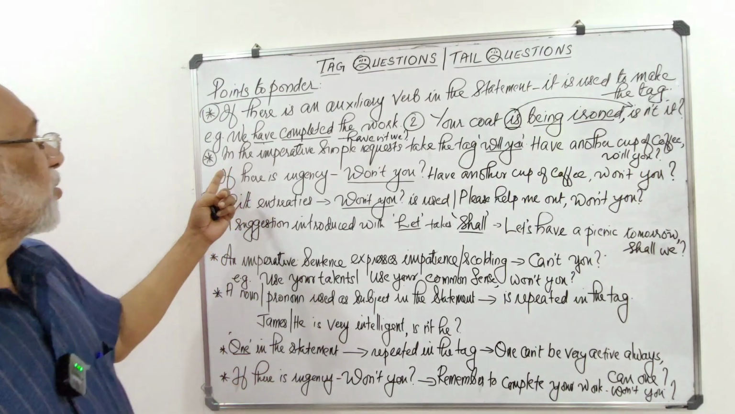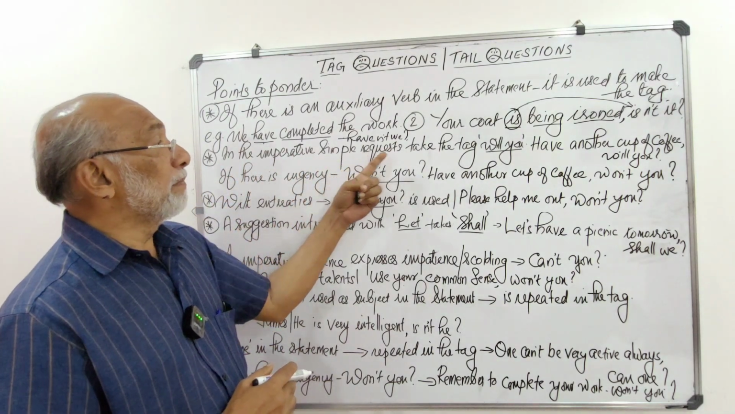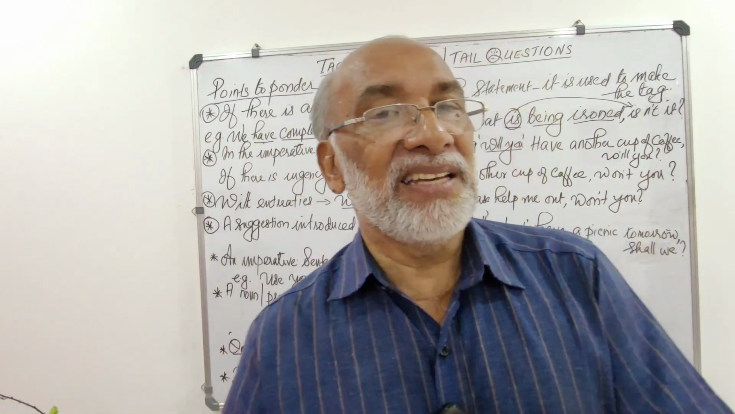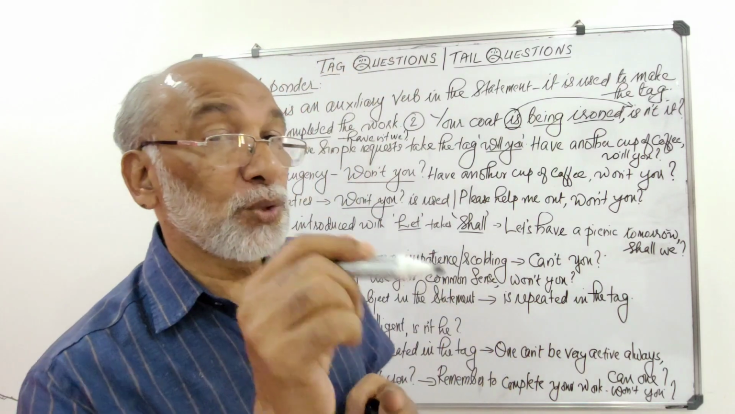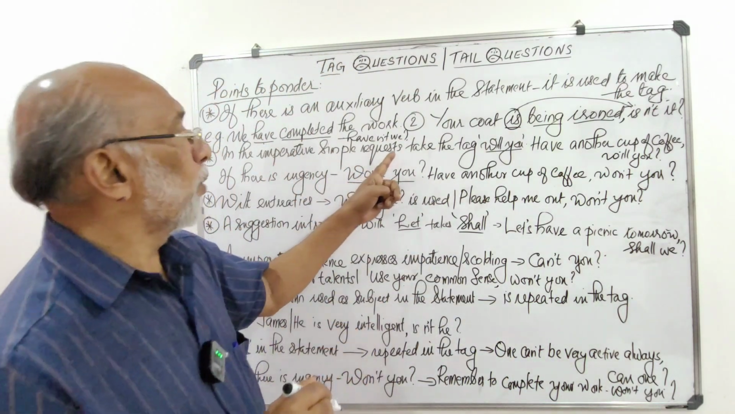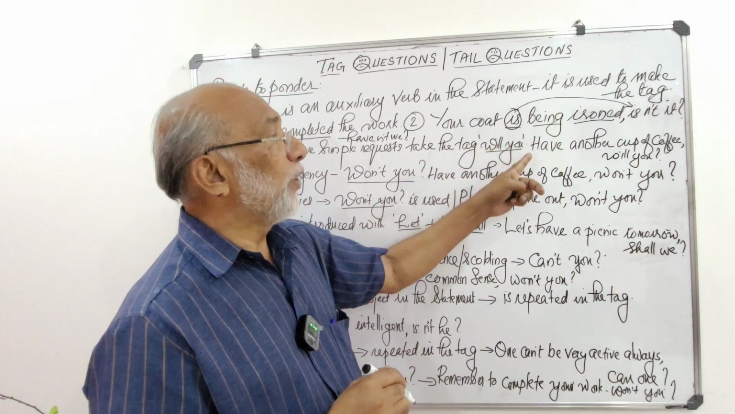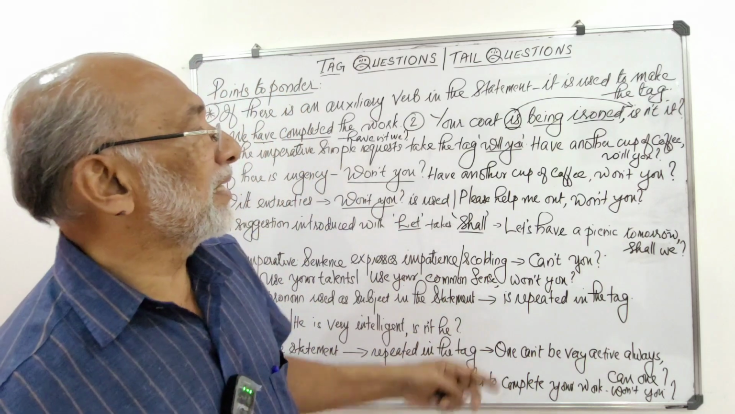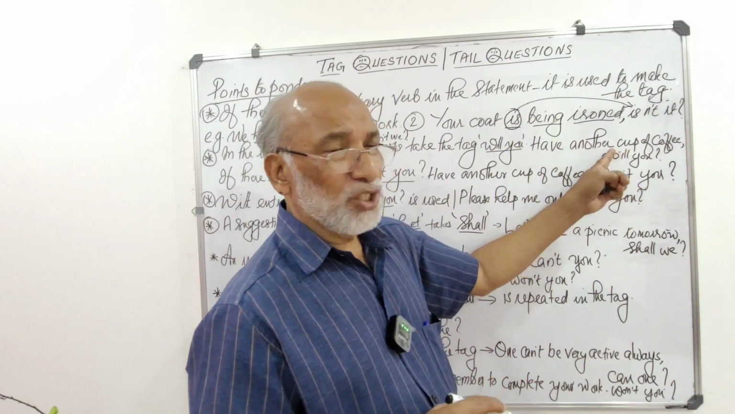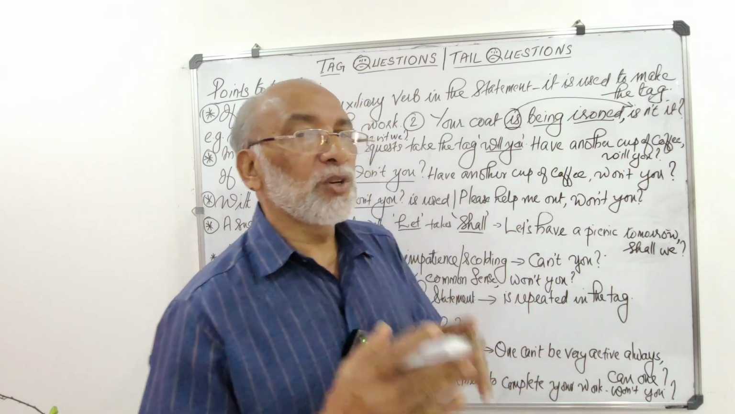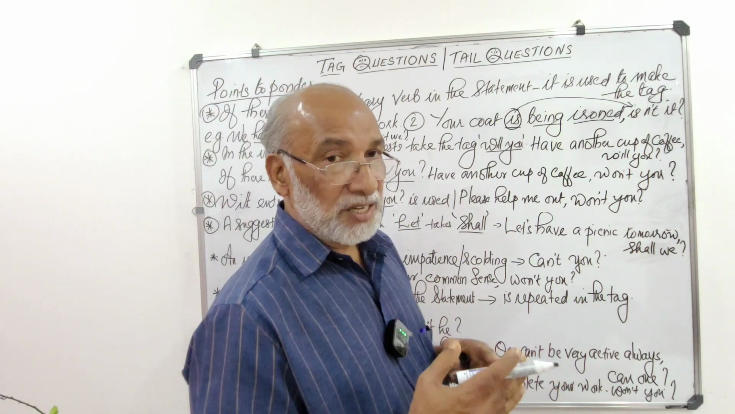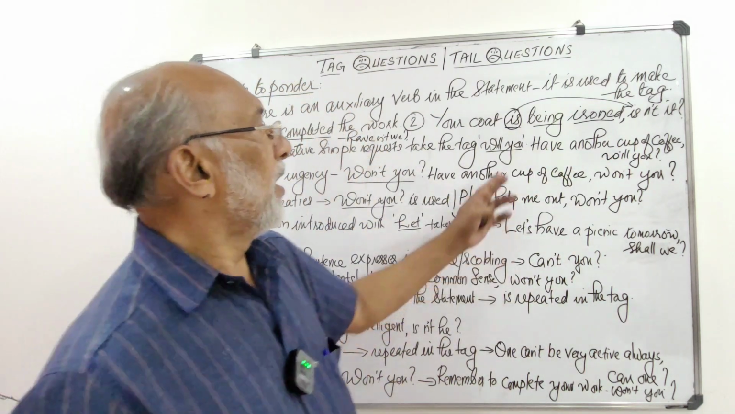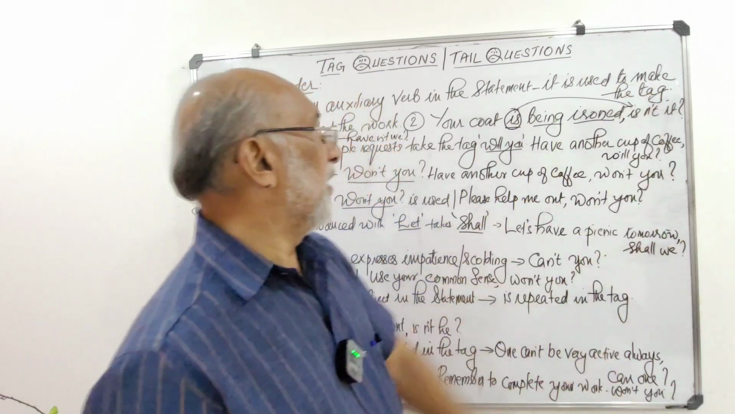Then coming to the next one, in the imperative mood. You know, imperative, we have 3 categories, that is commands, requests, and entreaties. Here we are referring to requests. Okay, in simple requests, they take the tag will you. Have another cup of coffee. Here actually the statement is positive, but we are not going to make it negative. The tag is negative. Whether it is positive or negative, you can use the tag will you. Have another cup of coffee, will you.